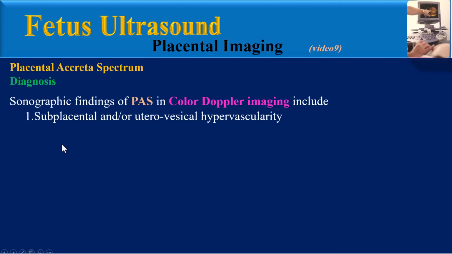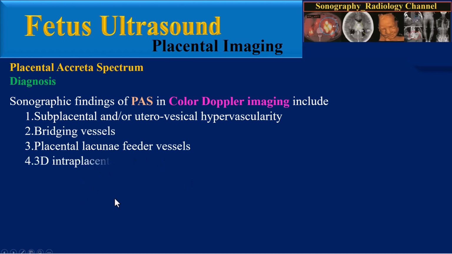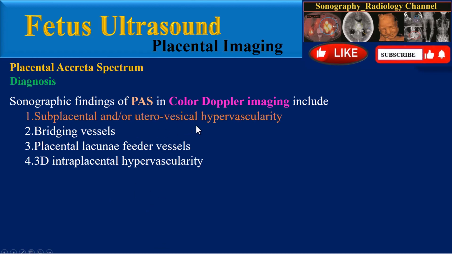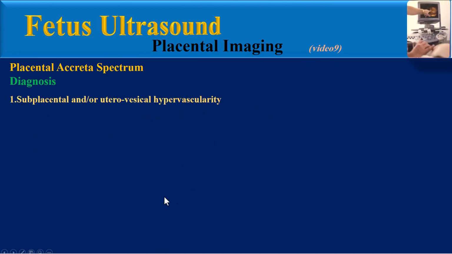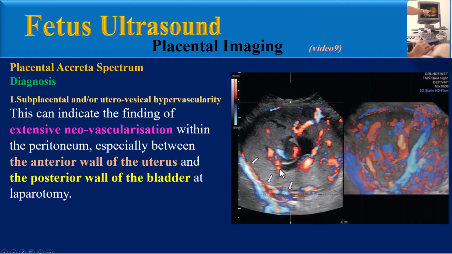These findings include subplacental and or utero-vesical hypervascularity, bridging vessels, placental lacunae feeder vessels, and 3D intraplacental hypervascularity. At first, subplacental and or utero-vesical hypervascularity. This can indicate the finding of extensive neovascularization within the peritoneum, especially between the anterior wall of the uterus and the posterior wall of the bladder at laparotomy.